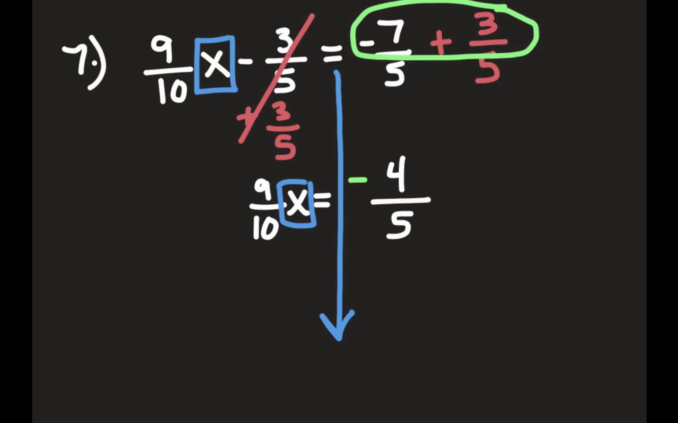Now, we need to say goodbye to our BFFs. What will get the 9/10 and the multiplication out of there? If we were to divide both sides by 9/10, which we could, but we know that when we divide with fractions, we end up multiplying by the reciprocal. So let's do that right away.